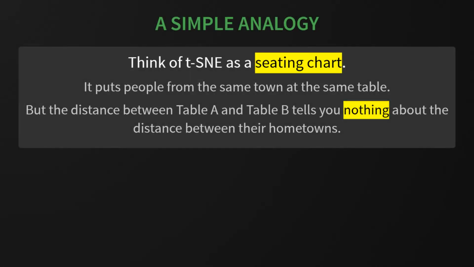Here's a great way to remember this. Think of t-SNE as creating a seating chart for a party. It does a great job of putting people from the same town at the same table. That's preserving local structure. But the distance from the New York table to the London table in the room tells you absolutely nothing about the real-world distance between those cities.